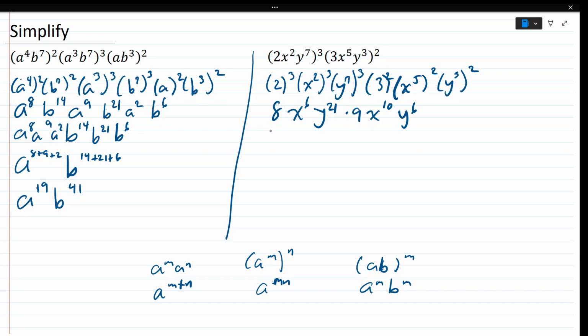So rearranging these, we'd have the 8 times 9, so that'd be 72. Then we'd have the x to the 6 times x to the 10th, y to the 21st times y to the 6th. So this would be 72. Then x to the 6 times x to the 10th, that'll be x to the 6 plus 10, so that'll be x to the 16th. And then y to the 21st times y to the 6th, that'd be y to the 21 plus 6, so that'd be y to the 27. So those are now both simplified.